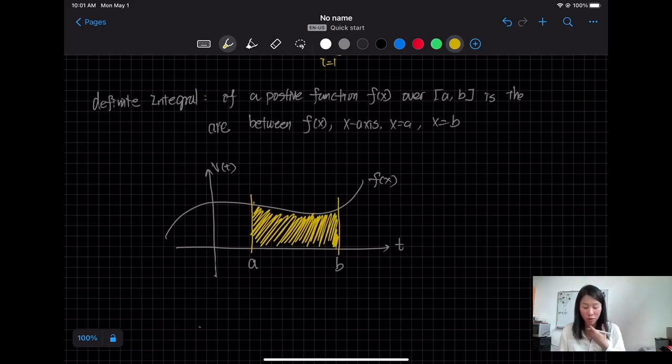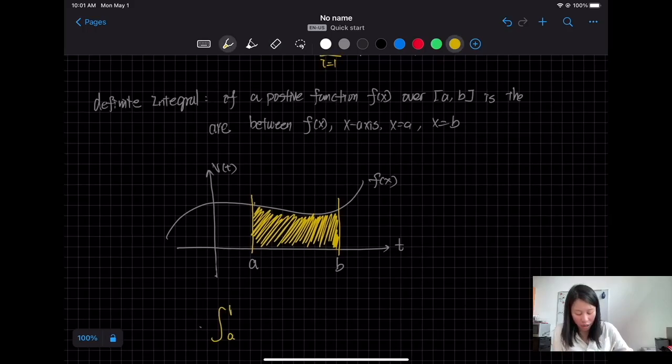So the notation for the definite integral is going to be this sign, the integral sign, which looks a little bit like an x, from a to b, f of x dx. The dx tells us which variable is being used. In this specific example, it tells you that the variable is x, but it doesn't have to be x.